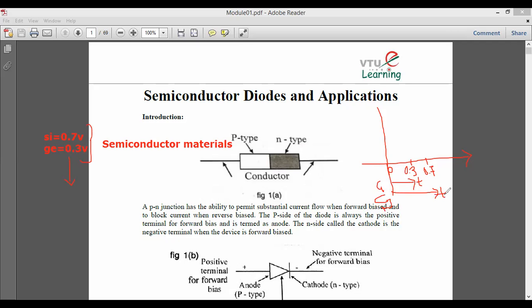But when you compare with the availability of the material, the germanium will not be available easily, and even if it is available, the cost of the germanium is more. So here the cost problem will come. But when you compare with the silicon, the silicon is freely available, completely free, no cost at all. And where is it available? In sand.